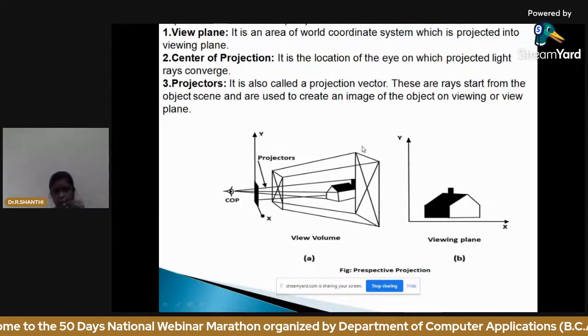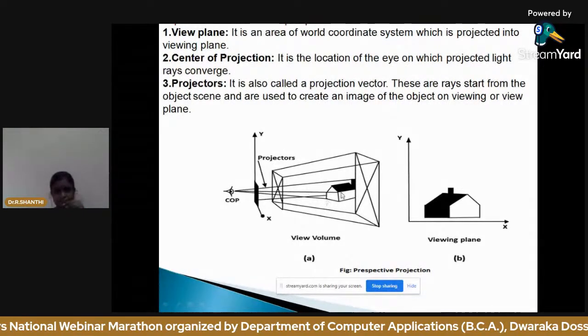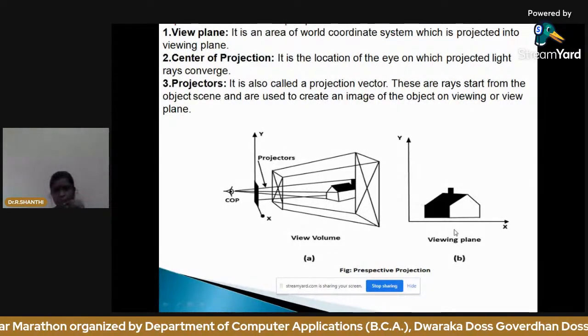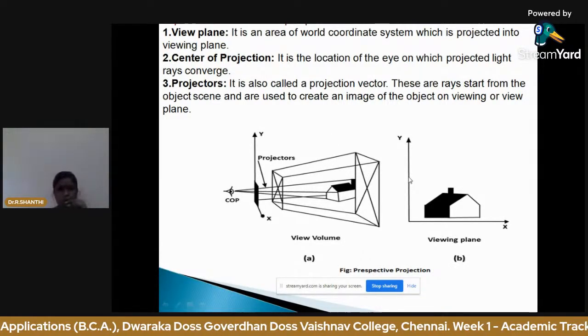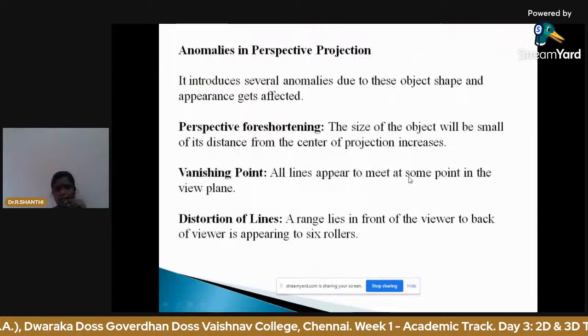Projectors. This is a projection vector. See, this is your object plane, right? They start from the object scene, and the image will be viewed along the plane. So these are the factors we have to consider.